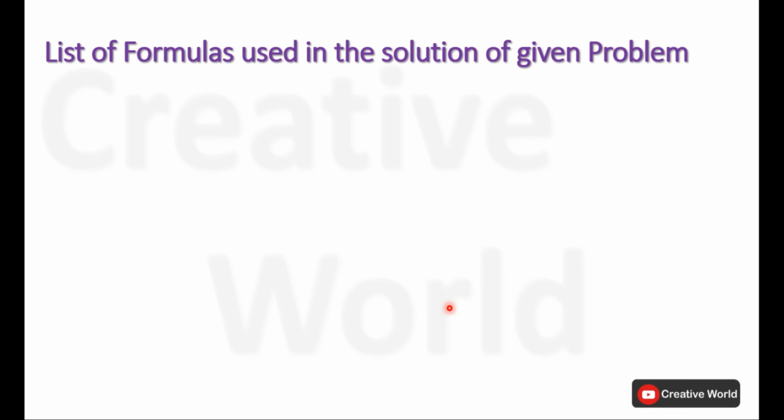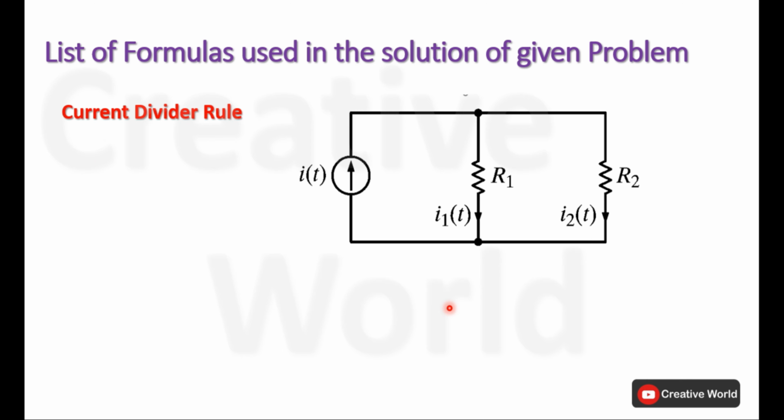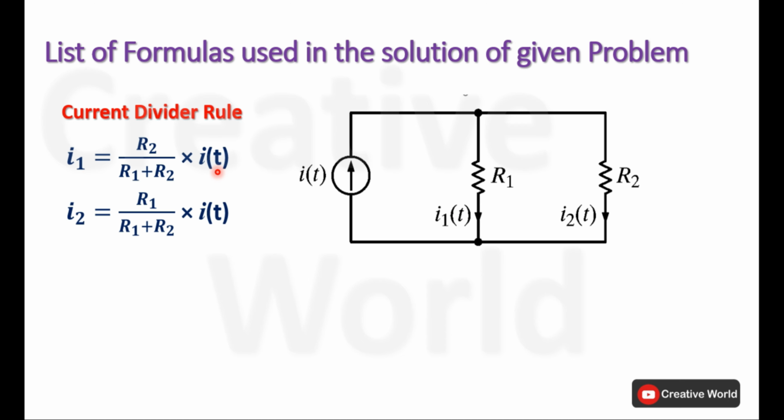While solving this problem, we will be using the current divider rule. Basic equations for the calculation of current I1 and current I2 of this particular circuit using the current divider rule are provided here. We also will be using Ohm's law. According to Ohm's law, voltage across any resistance R is always equal to the product of current through that resistance and the value of resistance.